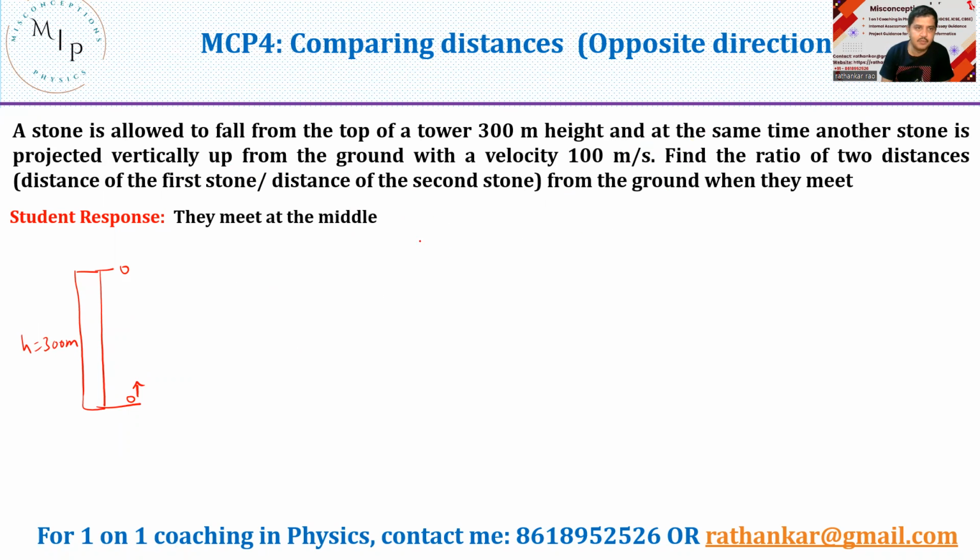Find the ratio of the two distances, distance of the first stone by distance of the second stone, which means let us say in a given interval of time, this stone comes down like this, and this stone also goes upwards. Now, what is the ratio?